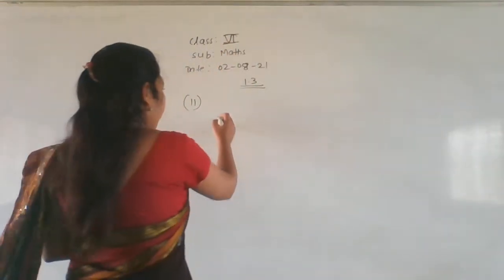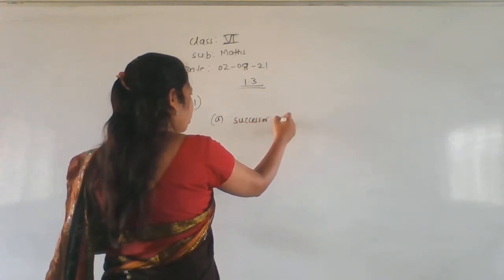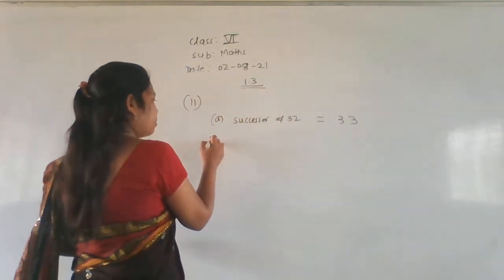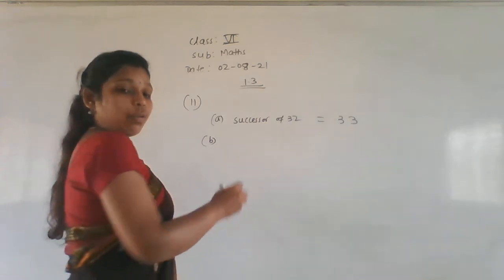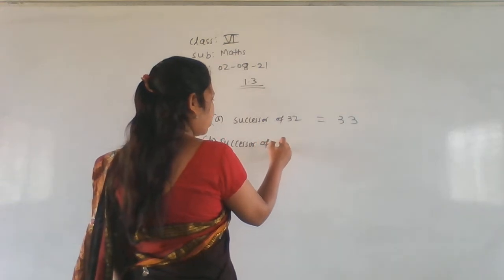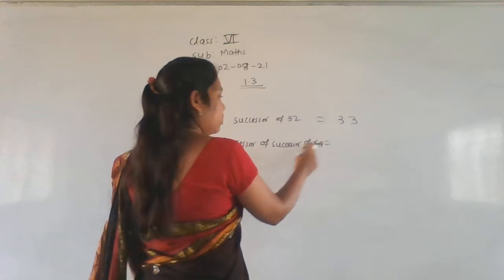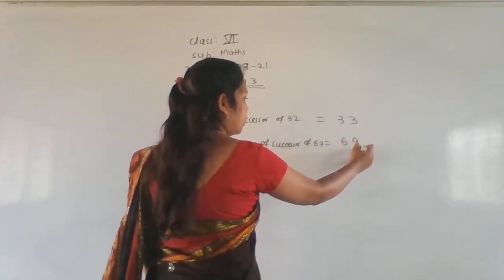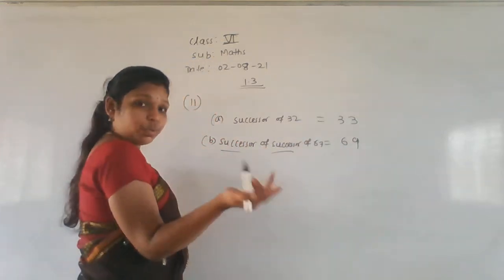Okay, first one. The first one is the successor of 32. Successor of 32 is 33, right? Next, the second one. What is the second one they have given here? Successor of 16. Okay, two times they have given a successor, which means we have to increase two numbers here. Successor of 67 is 68, and again successor means it is 69. Two times successor is there, so you have to increase two numbers.